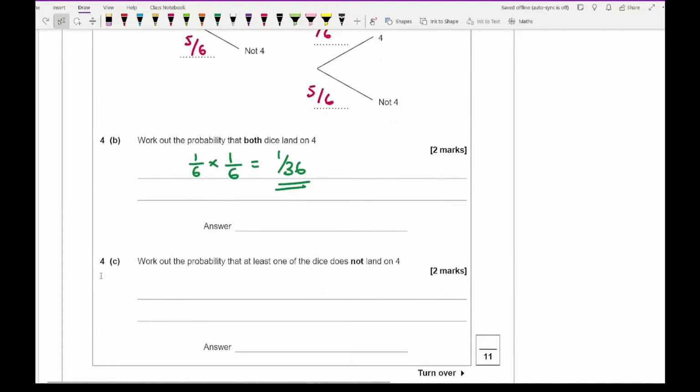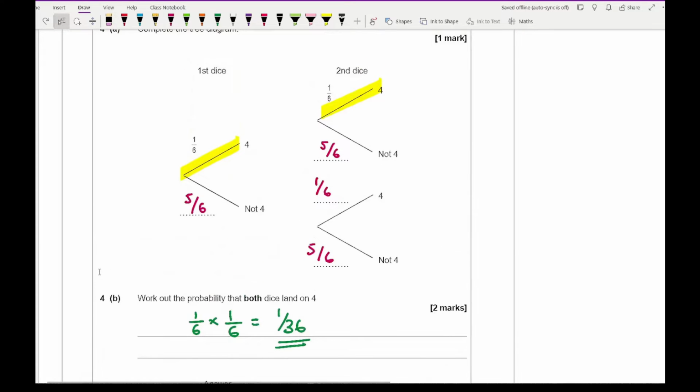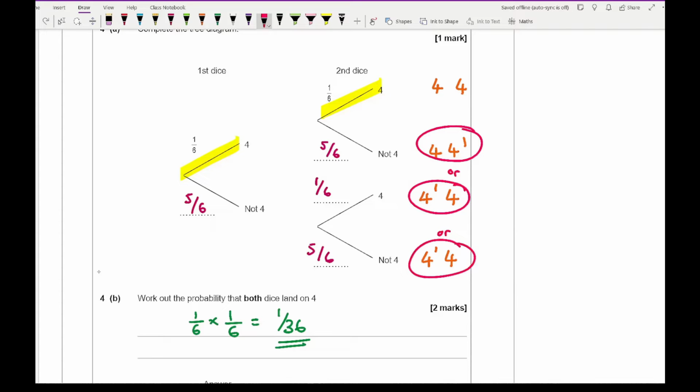Then for question 4C, it says work out the probability that at least one of the dice does not land on a 4. So if I write down the outcomes, we've got 4 and a 4, 4 and a not 4, not 4 and a 4, and not 4 and not 4. So there's a couple of ways in which we could do this. So we want at least one not 4. So we want this or this or this.